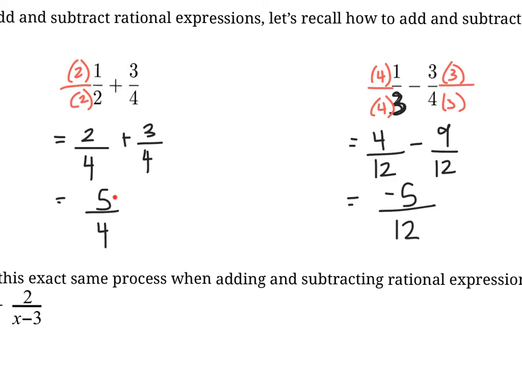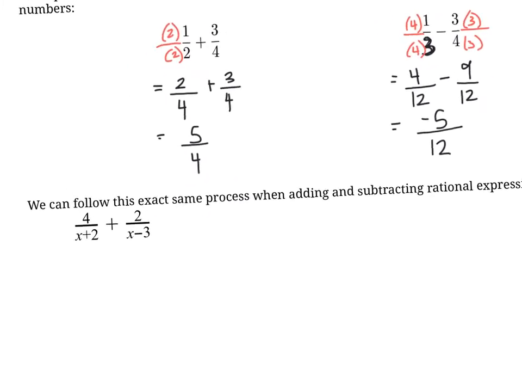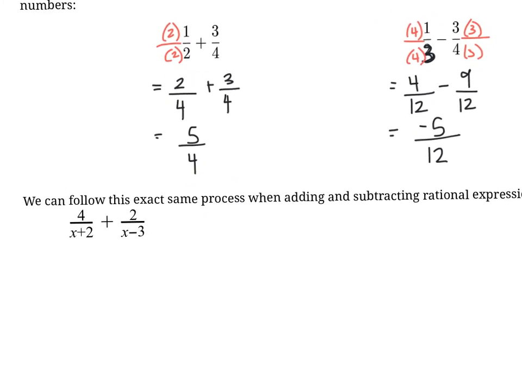So if you can remember this process from elementary school, we're just going to apply this now to rational expressions. So what about something that looks like this? Now there's polynomials involved. Because we're adding, same rules as here. We have to make sure the denominator is the same. So the question is, how can I make these denominators the same? This denominator is x plus 2. This denominator is x minus 3. We have to make them the same through multiplication.